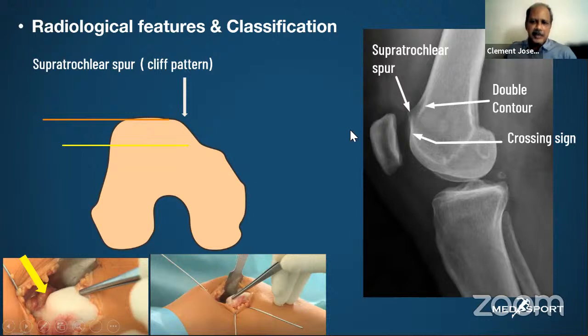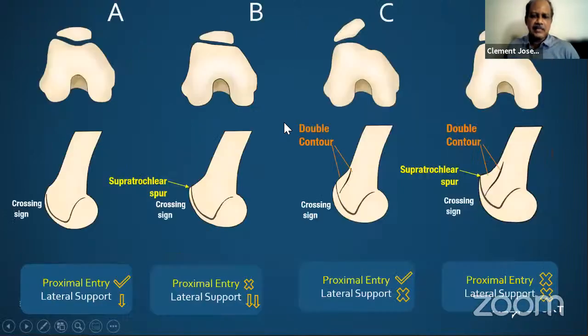So these are the typical radiological signs which can be observed in properly done lateral X-rays in different varieties of trochlear dysplasia, based on which we have the Dejour classification of type A, B, C, and D. And in each type we have specific issues where in type A, there is a decreased lateral support. The proximal entry is good.